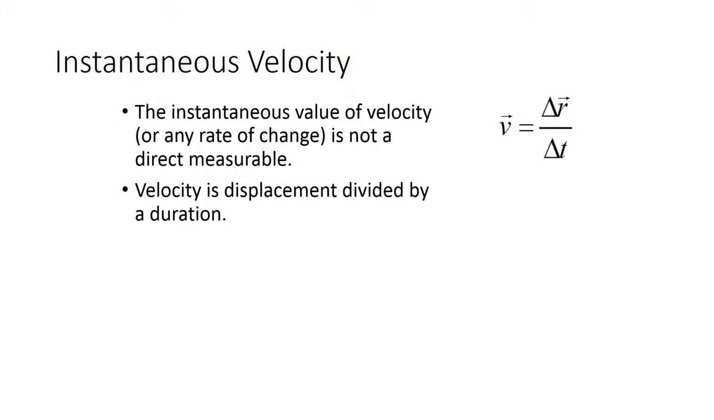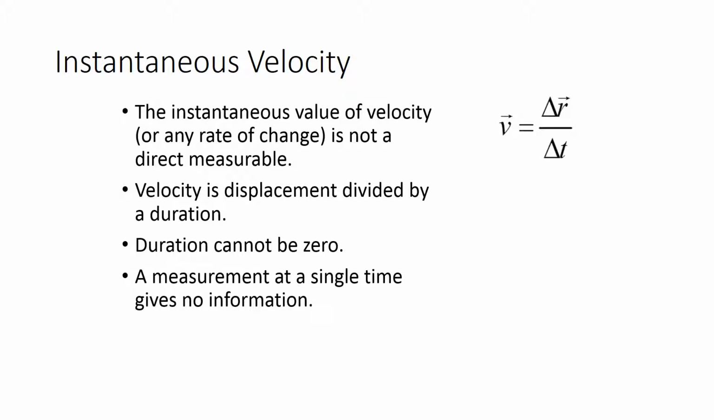But let's think about this a little bit. Velocity is displacement divided by duration. And the duration cannot be zero. So the idea of a velocity measurement at a single specific time really provides no information. So we have to solve this problem in a different way.